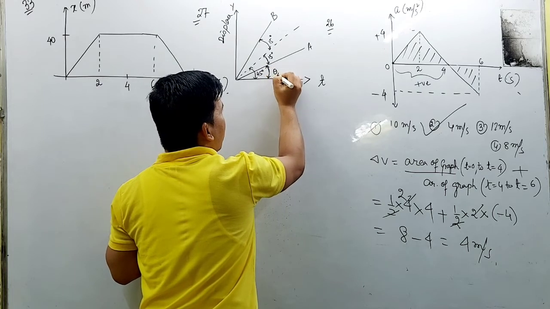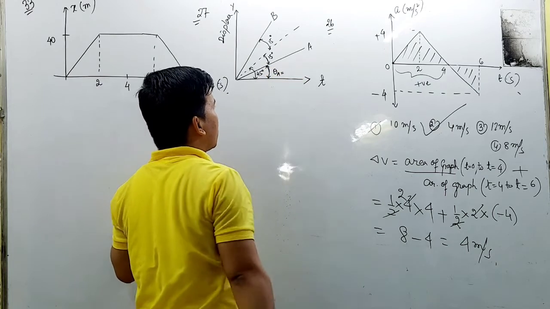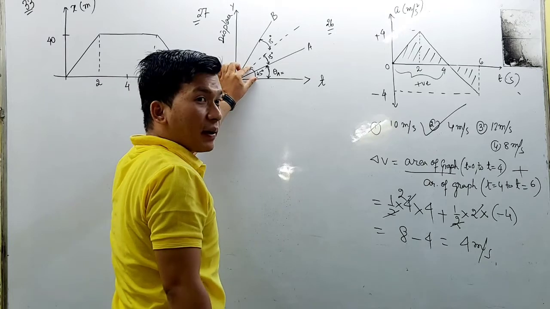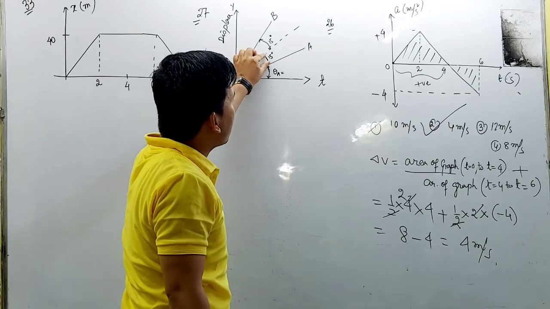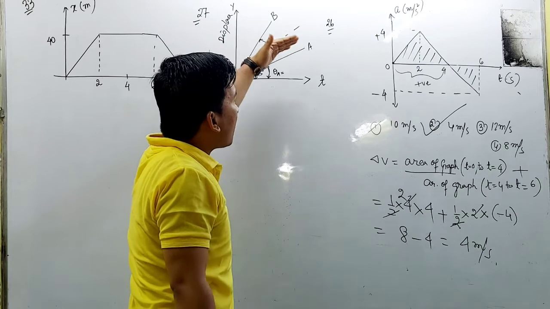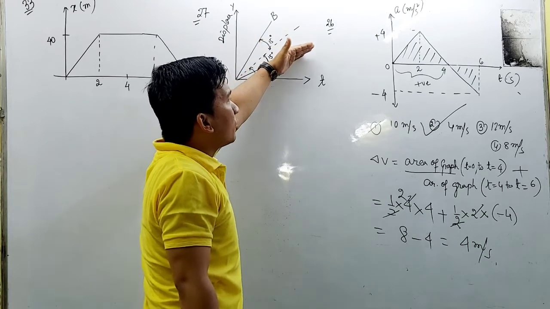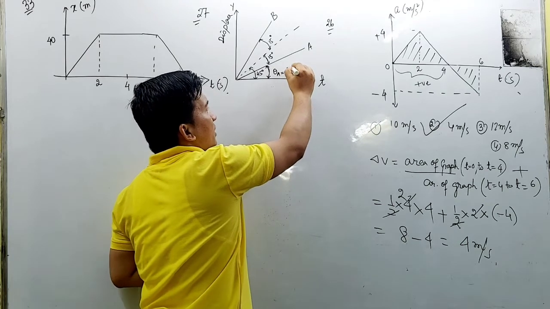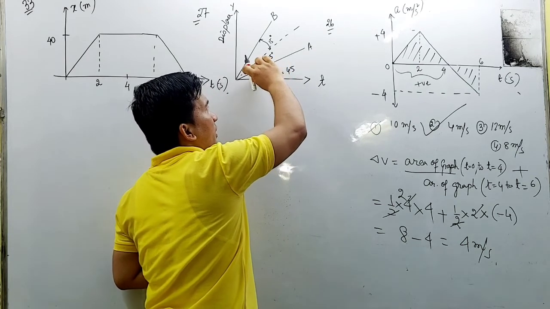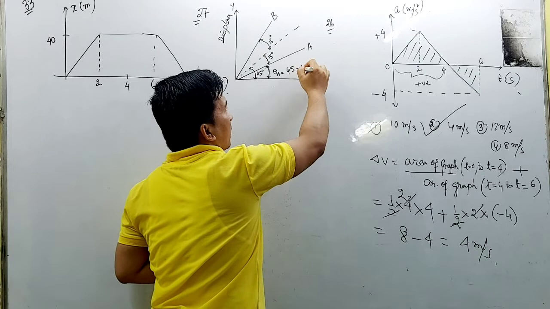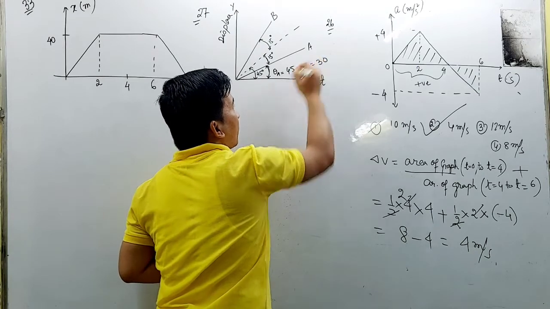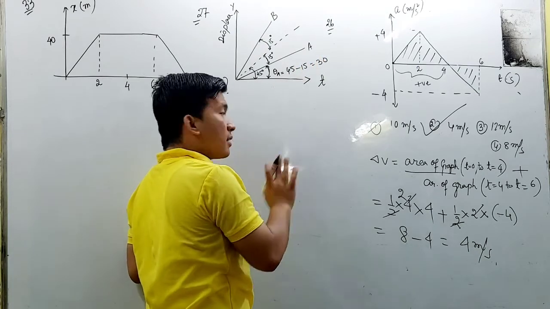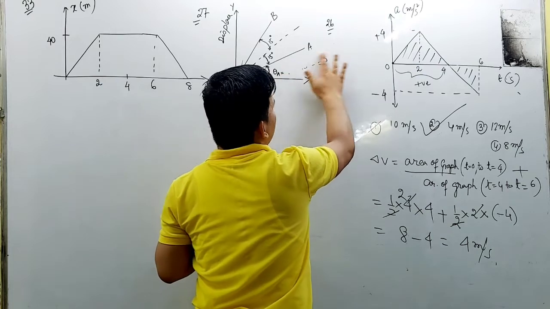theta A will be equal to, from here to here this is 45, from here to here this is 15. That means the graph represented by A will make an angle equal to 30 degrees. If you do not understand, it will be 45 minus this much, which is equal to 30.